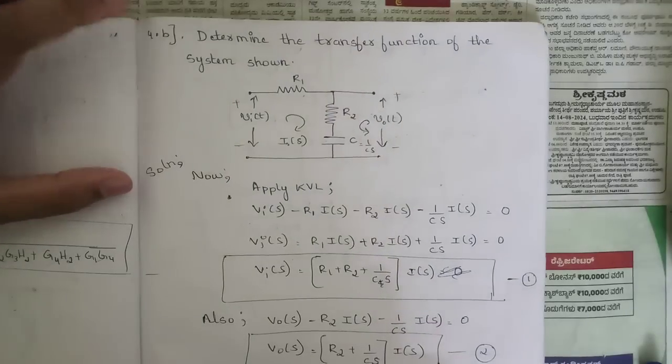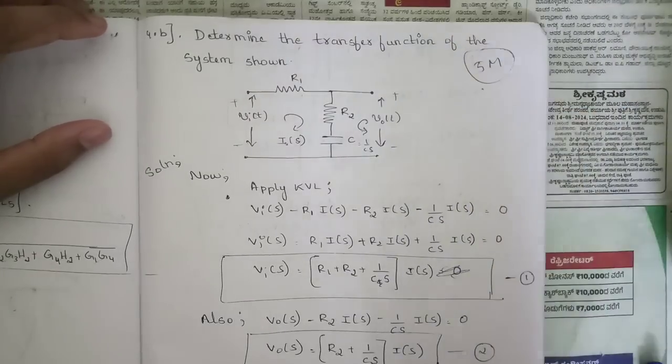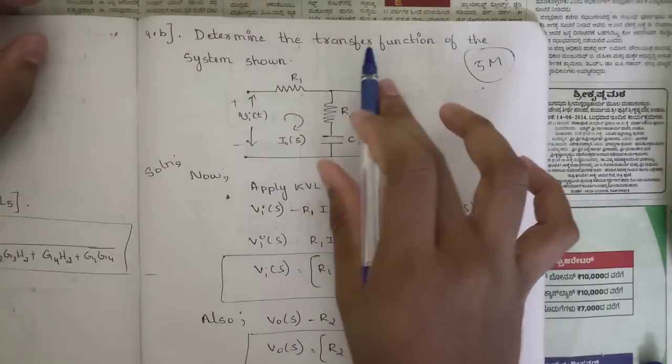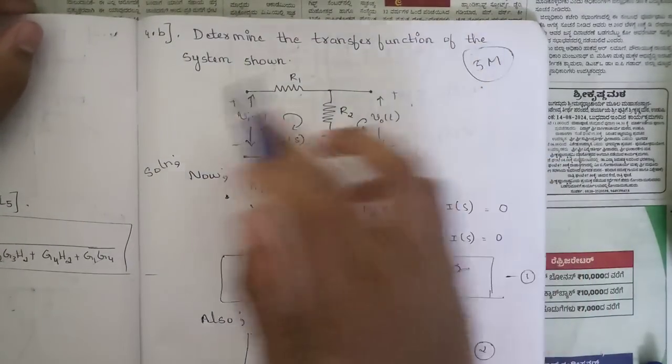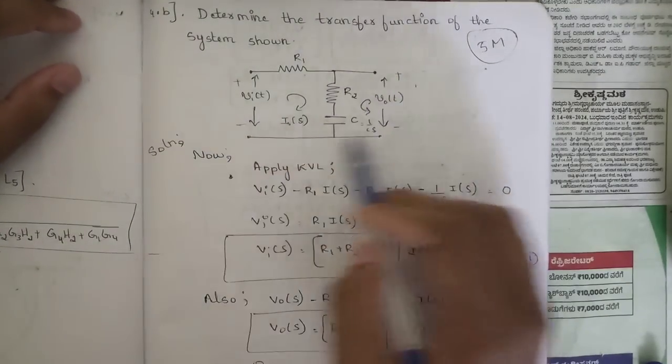So this is the next question, 4b, a very simple question for 5 marks. This has been asked in the model paper for 5 marks. We need to determine the transfer function, that is the relationship between output and input, for the given system shown. So here this is the given system.